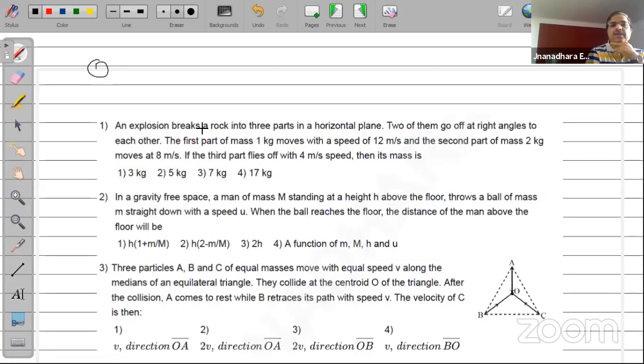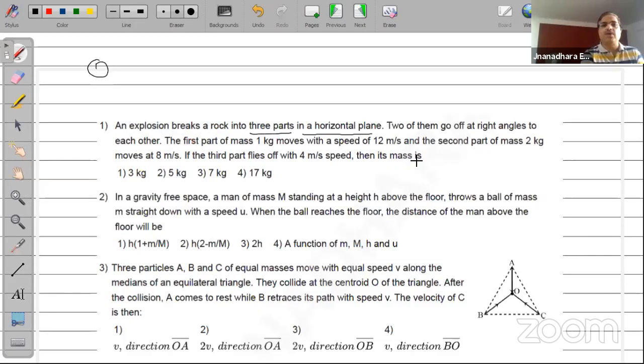An explosion breaks a rock into 3 parts in a horizontal plane. 2 of them go off at right angles to each other. The third part of mass 1 kg moves with a speed of 12 meters per second, and the second part of mass 2 kg moves at 8 meters per second. If the third part flies off at 4 meters per second, then its mass is.